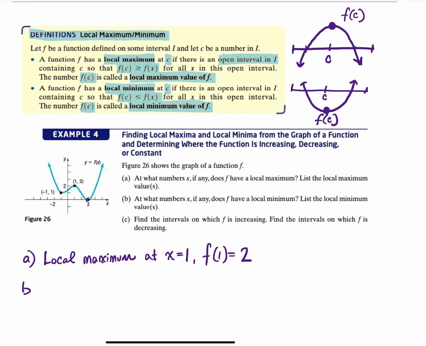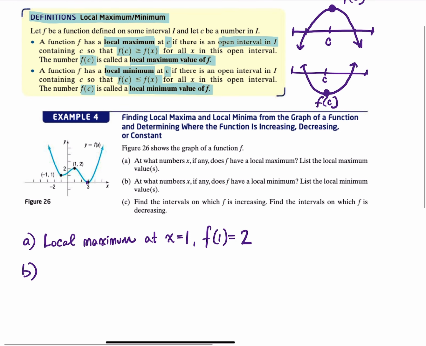So for B, let's do the same thing for the minimum. So we're looking for this situation. It's like at the bottom of a valley. And so it looks like we have 2. There's one here. If we create a little window, there's the lowest point. And we have another one here. Same thing, create a little window, some open interval, and it's going to be the lowest point on that interval.